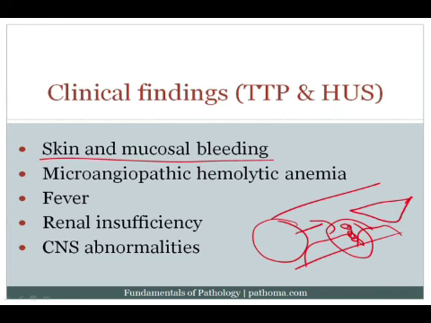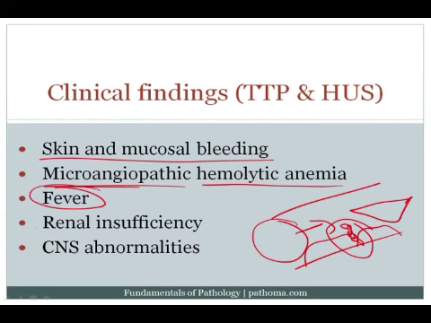They're going to get sheared, and that's going to give you a microangiopathic, i.e. in the small blood vessels, hemolytic anemia. Hemolysis means the breaking up or the destruction of red blood cells. The patients also tend to have fever, and this whole process of forming these platelet microthrombi and shearing the red blood cells within the tissues occurs primarily within two tissues.